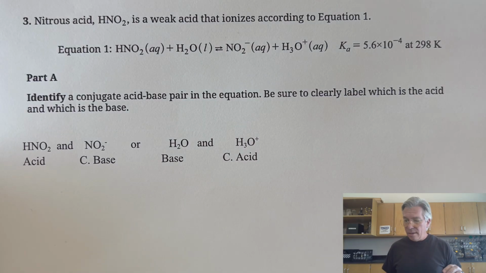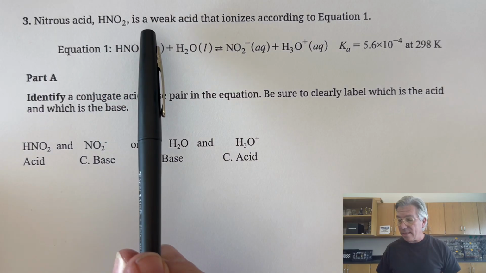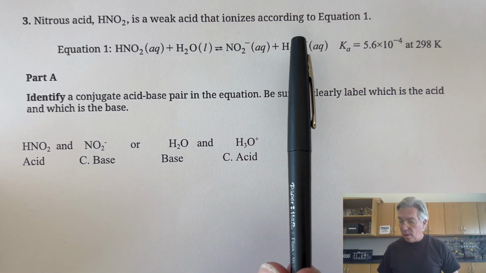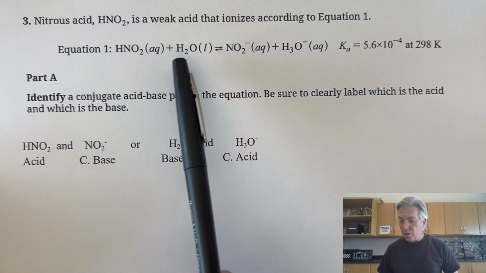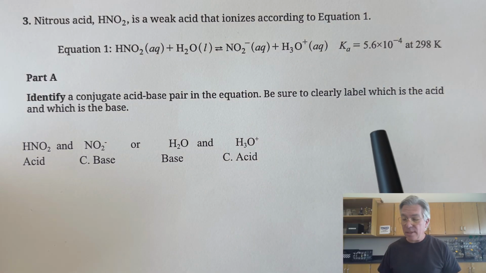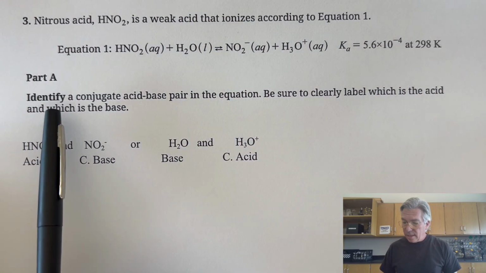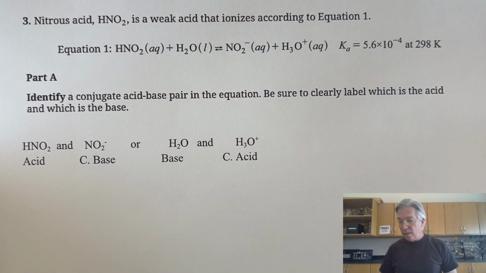In part A of question 3, we're told that nitrous acid, HNO2, is a weak acid that ionizes according to equation 1. Equation 1 is right here. They're showing the ionization in water. The Ka value is 5.6 times 10 to the minus 4th at 298 Kelvin. Part A: identify a conjugate acid-base pair in the equation. Be sure to clearly label which is the acid and which is the base.